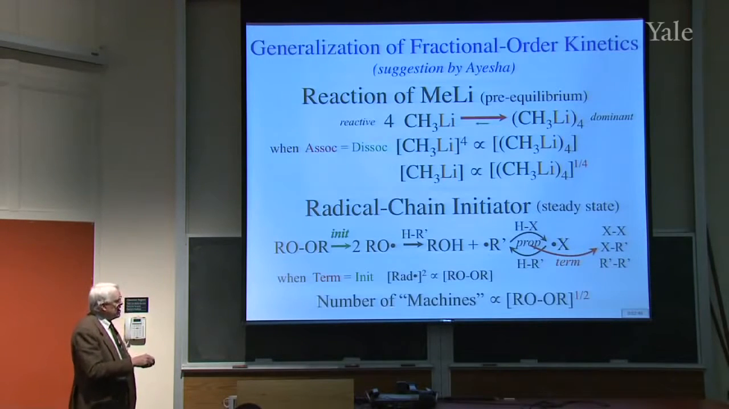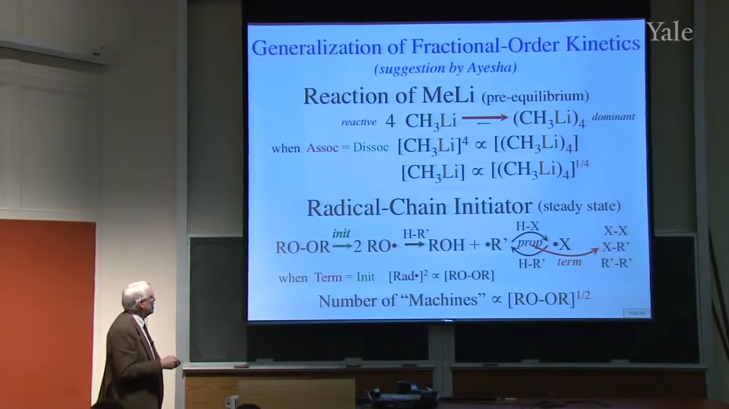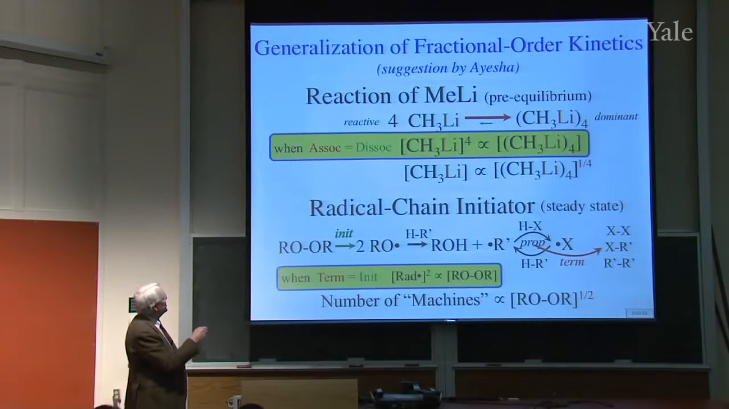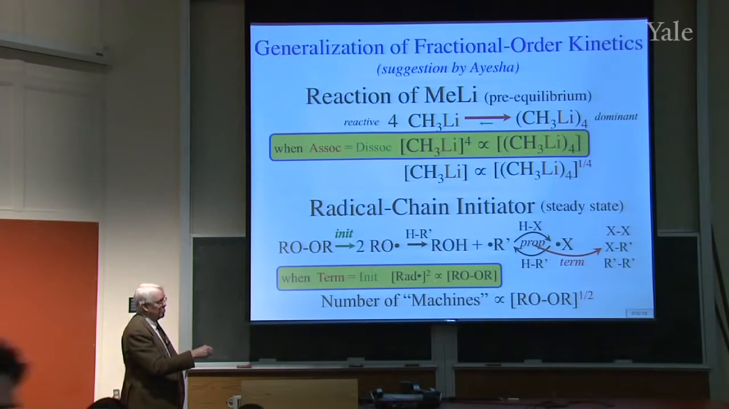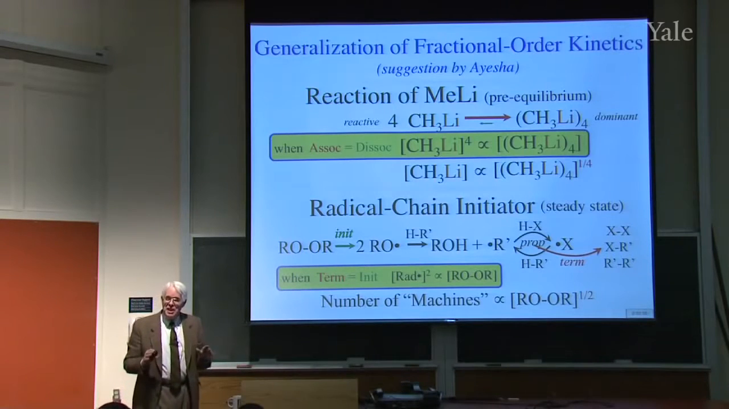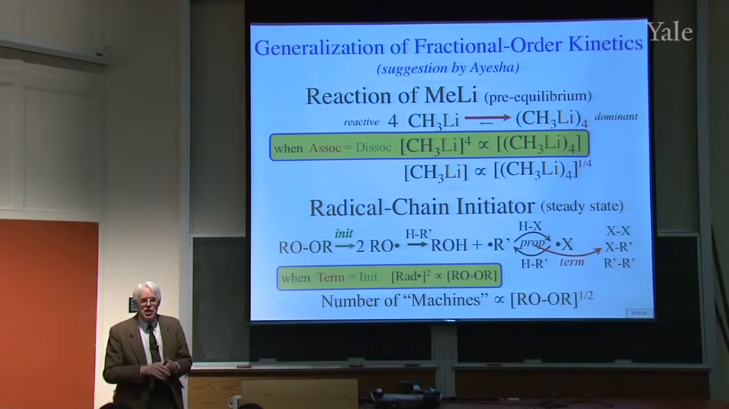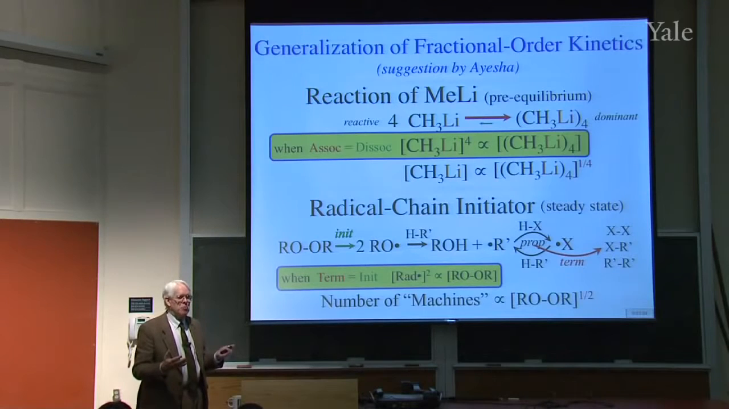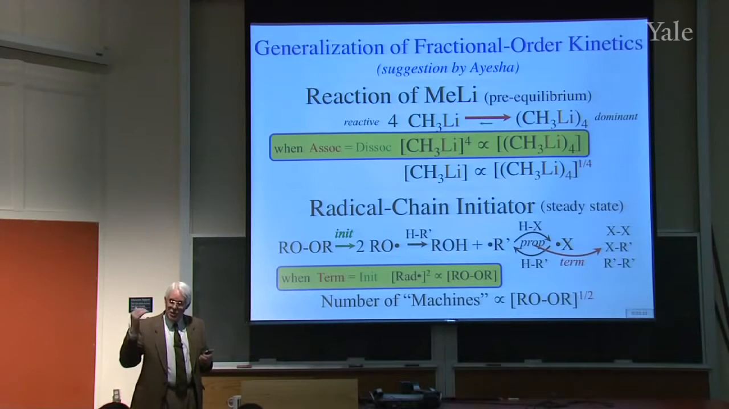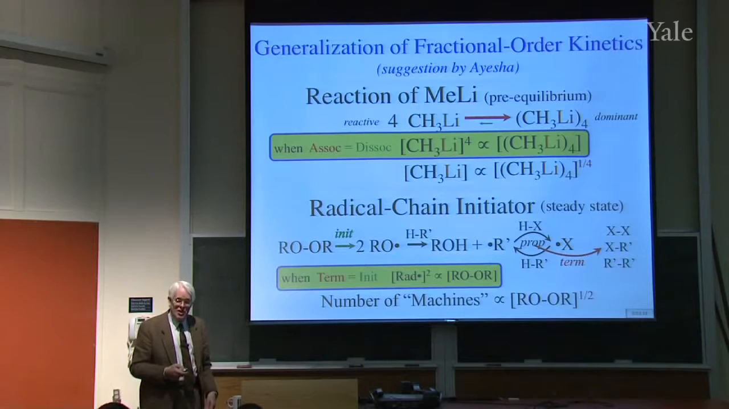The number of machines then is proportional to the square root of the amount of the initiator, right? And notice that this is the same. Association equals dissociation implies this relationship. Termination equals initiation implies this relationship. So really they are the same thing, even though when she asked me the question, I thought they were completely different. So I've been teaching this for 45 years or something like that, and it never occurred to me that these fundamentally were the same thing, the reason you have this fractional order kinetics.